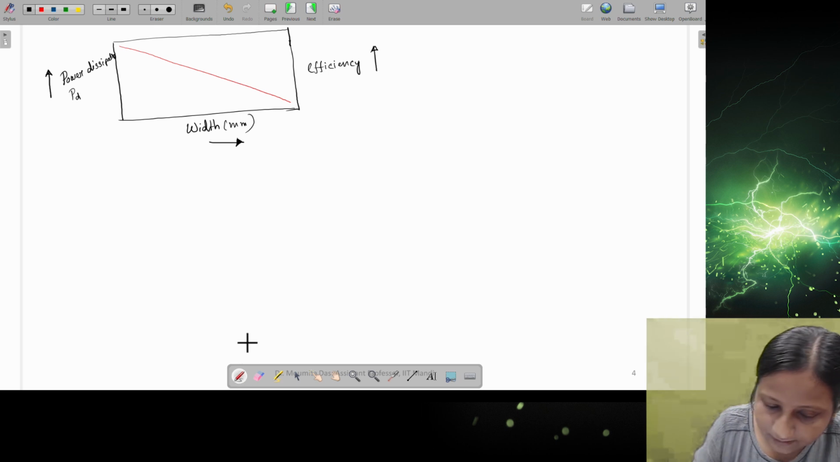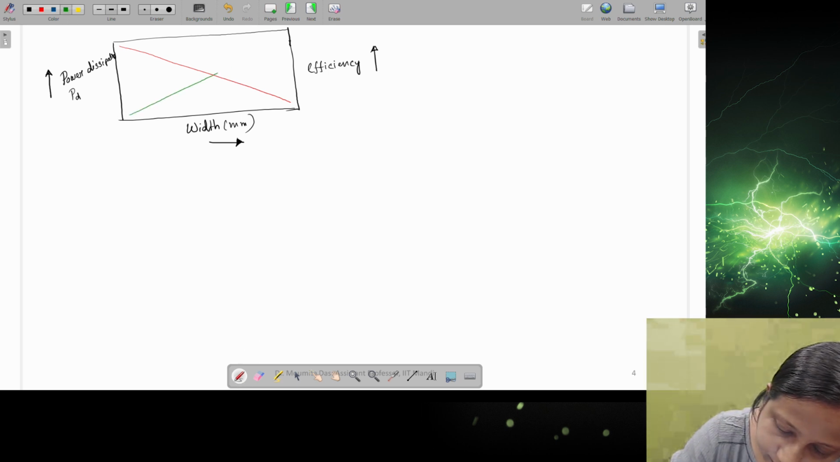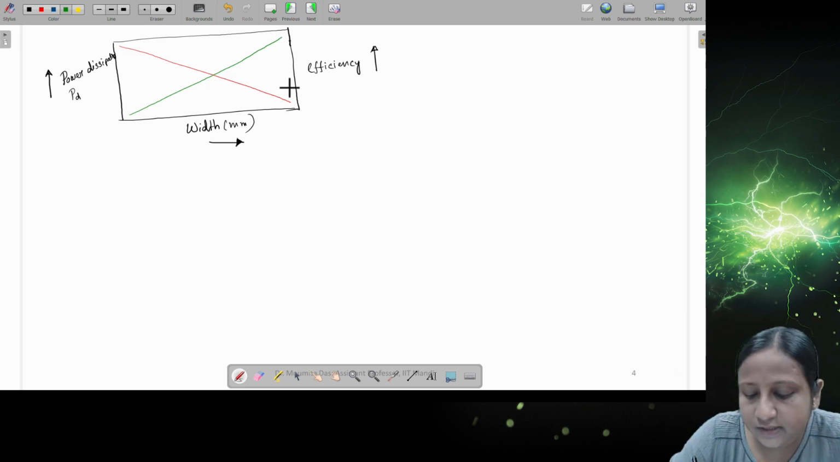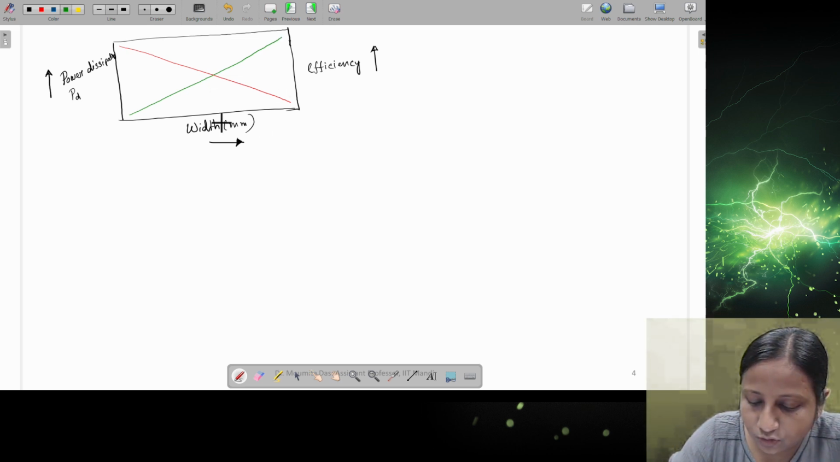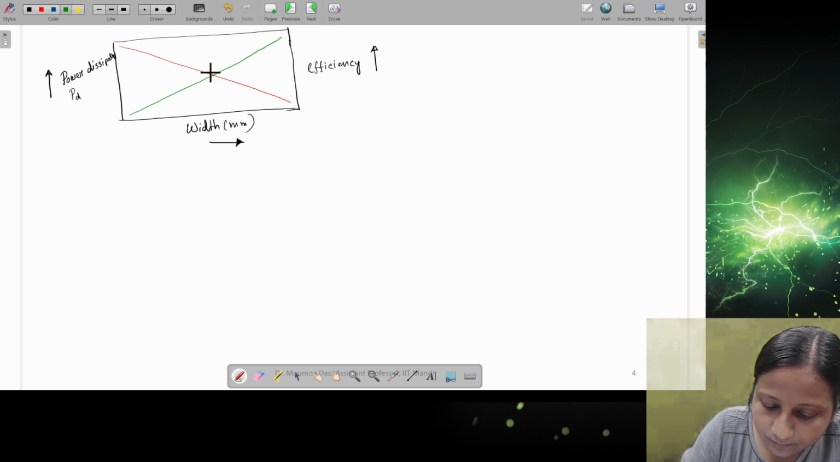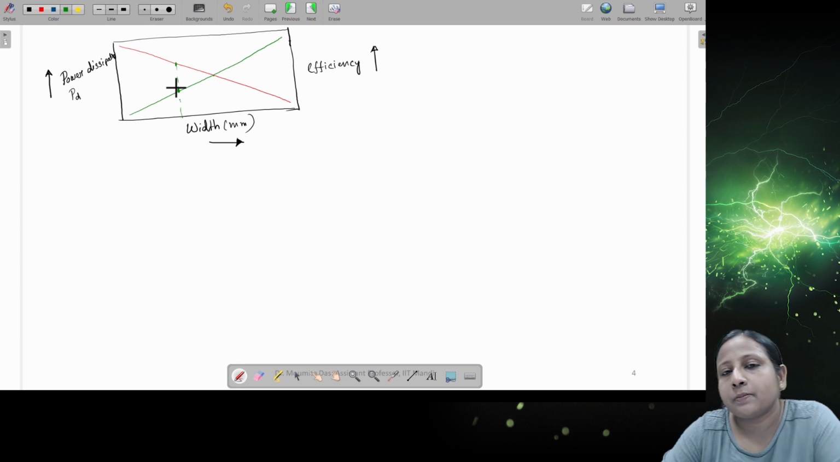And the efficiency part, if I try to draw, it will increase. If width is increasing, then efficiency is also increasing. Now you can see there is a cross section where the two are the same, this particular point. But if we choose any point here, based on this particular width we can see what will be the power dissipation and what will be the efficiency for that particular width, right?